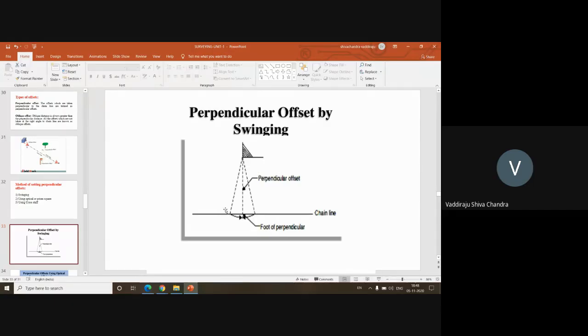He moves towards the chain line, and he tries to swing in this direction. So wherever he gets the minimum distance, that is defined as the perpendicular offset. From this figure, it is self-explanatory.